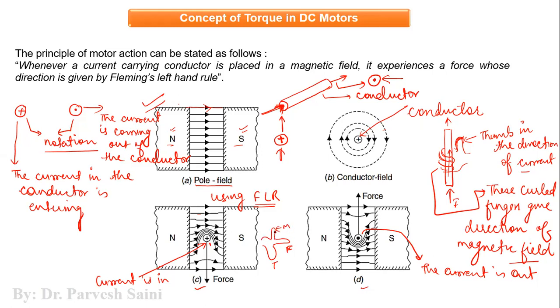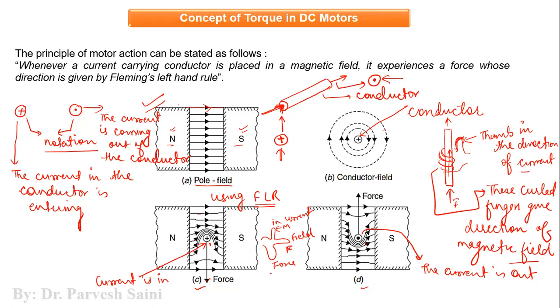So this is the current, this is the field, and this is the force. So here the force will be downward. You can try it and try to find out where the direction will be. So in this case, the direction of force will be downward.